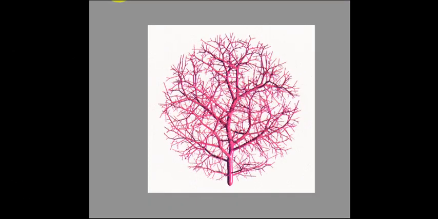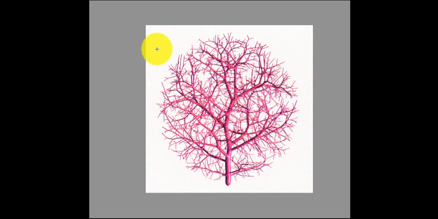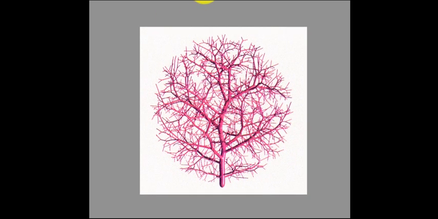Let's take a look at some fractals in nature. Here we have a tree, and if we look at one part of the branch, it's very similar to, if not the same as, another branch. And this is actually a special type of tree. Not all trees are this way, but a lot of them are.